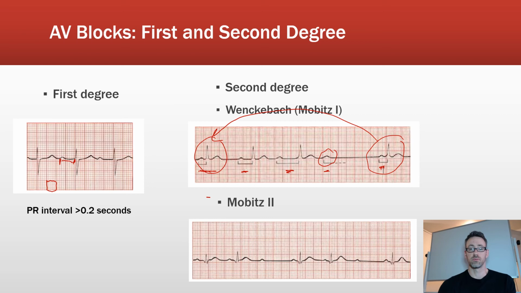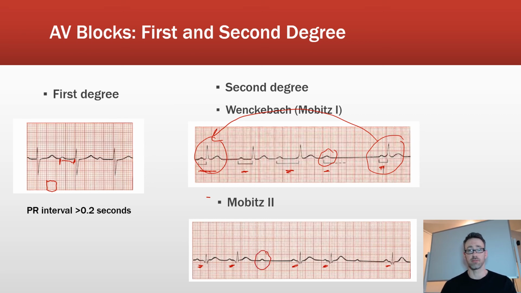Mobitz II. Okay, now in a Mobitz II, again, we're looking at that PR interval, and you'll notice here that the PR interval in this complex and this complex here, and even over here, do not actually seem to be greater than 0.2 seconds. In fact, it looks like a normal PR interval.